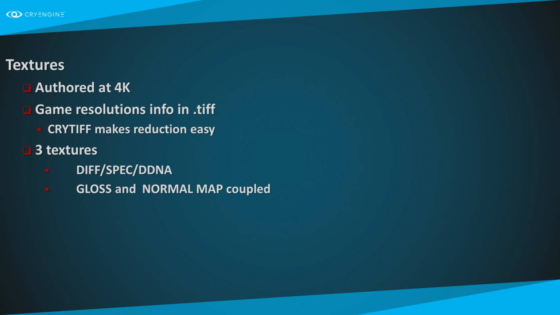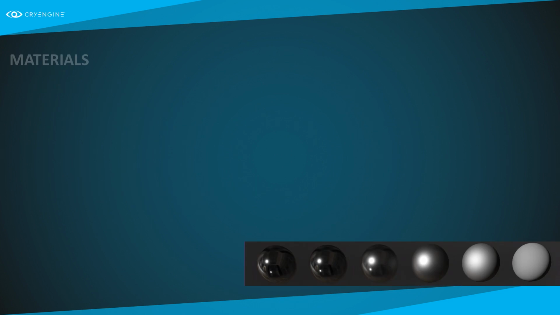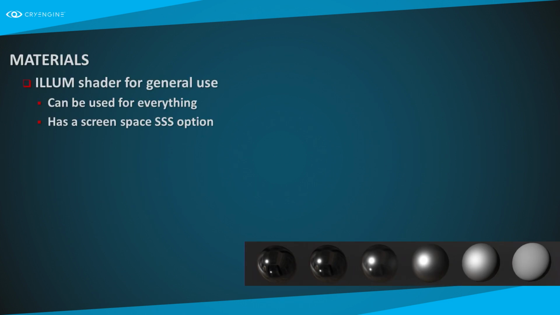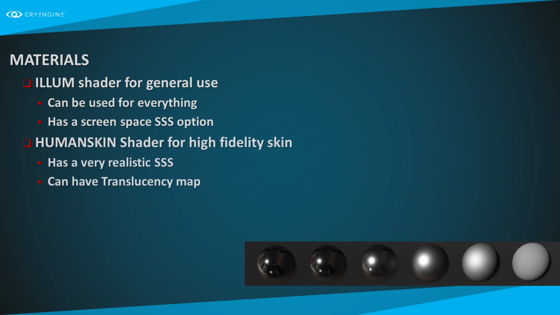If you want to do a wrinkle map, if you don't want to do MSC for translucency and all that, I think during that core it's not necessary to go through that, yeah? The materials that we are using: illum shader for general use. It's used for everything. It has a SSS option, screen space reflection and all that. And it is pretty good. This is what we use for all our assets at this point.